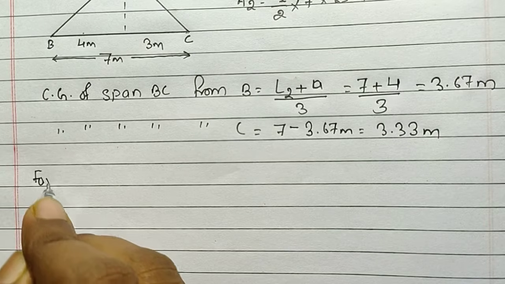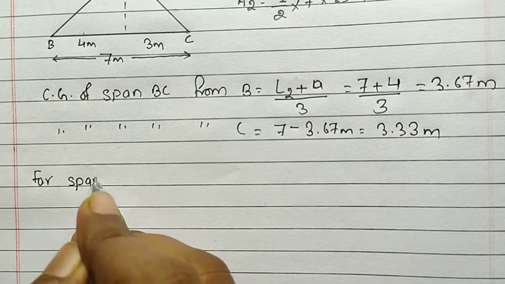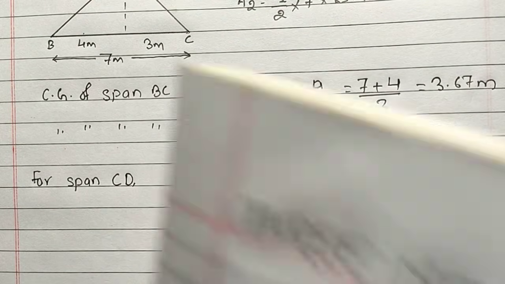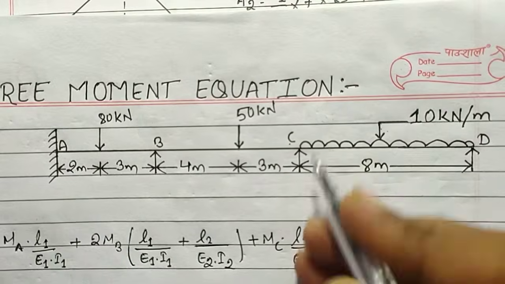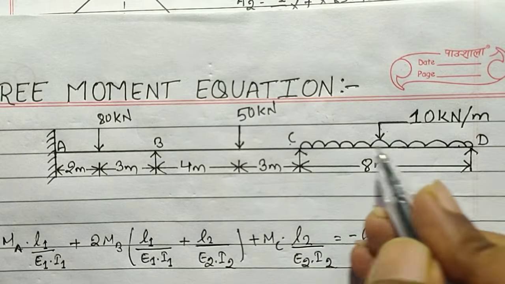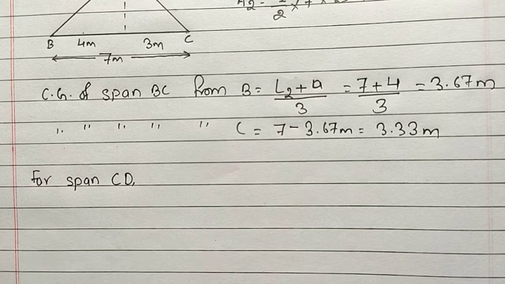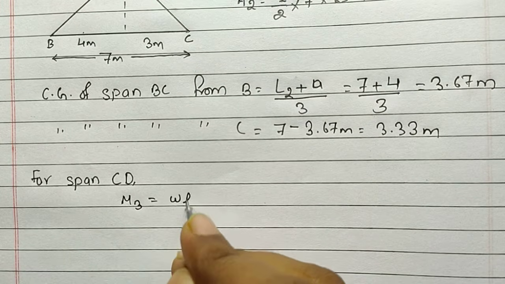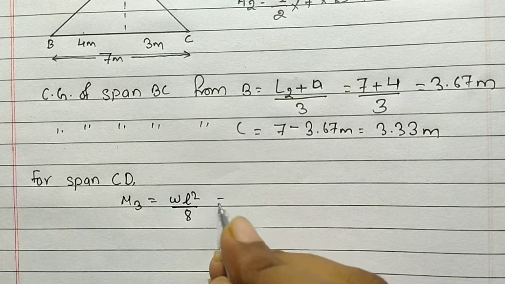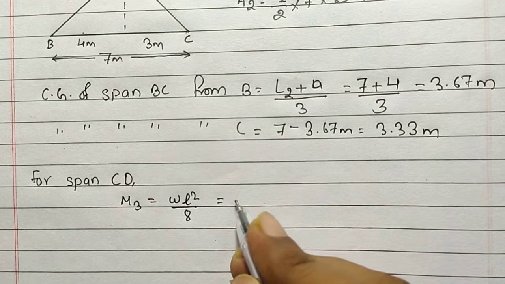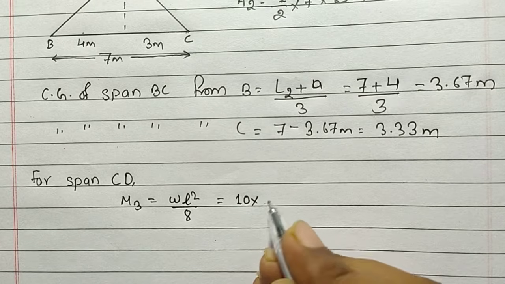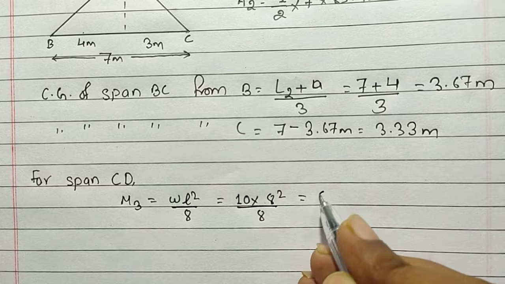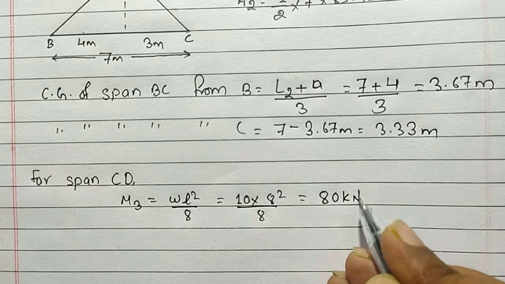Now time for span CD. Let's write it down. For span CD, as you can see here, we have a UDL on the span CD. So we will find the moment here as M3 equals W L square by 8, and the loading is 10 kilonewton per meter. So 10 into span 8 meter, 8 square upon 8. We will have the value as 80 kilonewton meter.